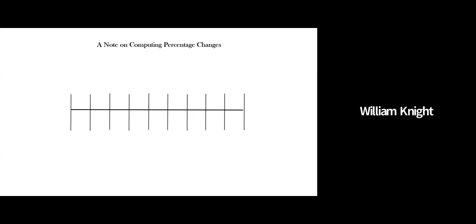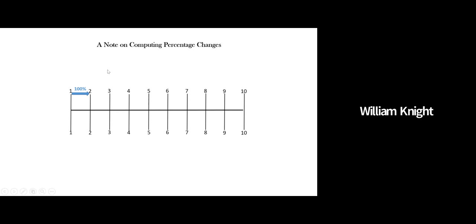Now, before we go any farther, let me just make a note on computing percentage changes. Take a look at this grid here. There are 1, 2, 3, 4, 5, 6, 7, 8, 9, 10 sections of this grid. And we will number each one, 1, 2, 3, all the way to 10 in each case. Now, let's look at the percentage change from 1 to 2. You'll note that it is 100%.